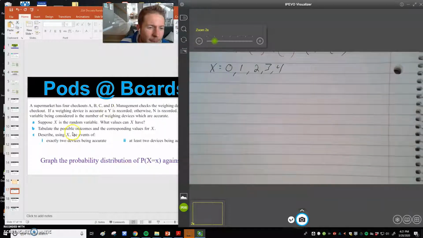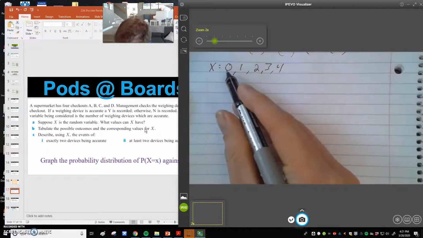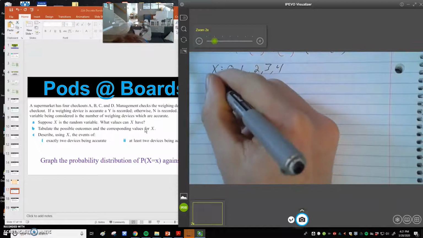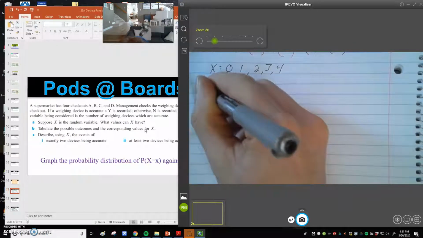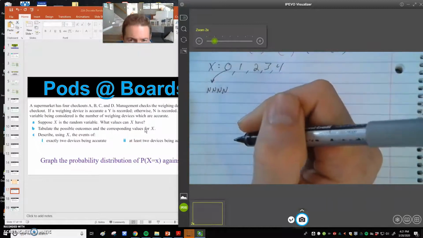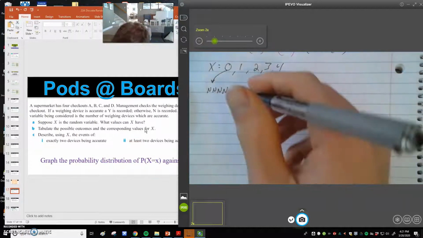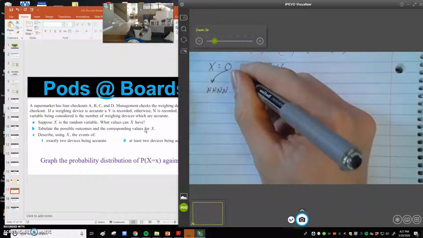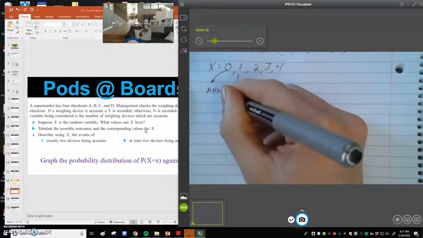Question 2, tabulate the possible outcomes and corresponding values of x. This is a grind, but let's do it just so we can see how this goes. Well, this first one's pretty easy. For none of them working, that's just an outcome of no, no, no, no. Now for 1 working, well, that's a little bit different. Let me do that one here just to keep track of it.